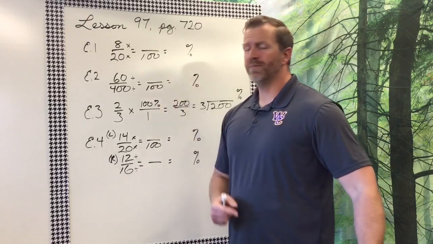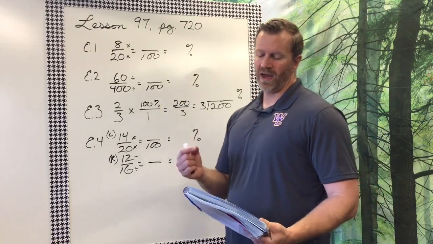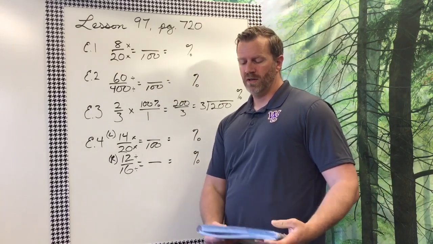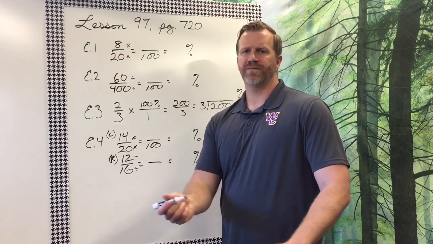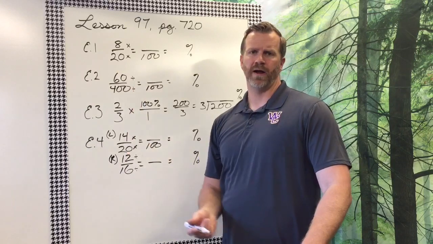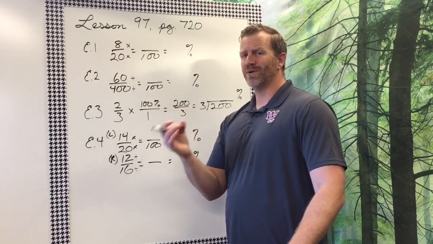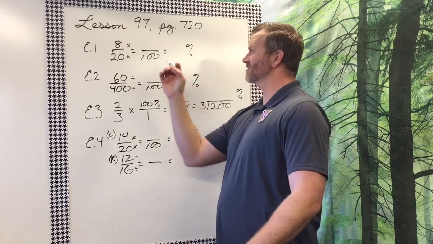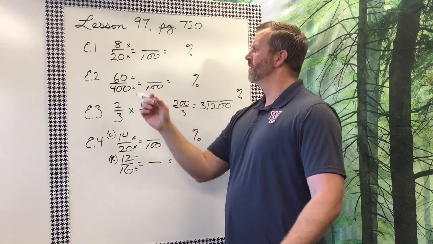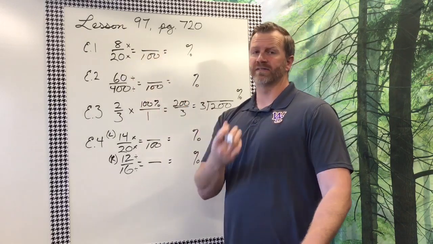So example number 1 right here says, if 8 of the 20 students are boys, what percent of the students are boys? Now, we wrote it as a fraction, 8 over 20, right? Now, I know to turn a fraction into a percentage, I have to change it to over 100, right? Now, 20 times what gives us 100?